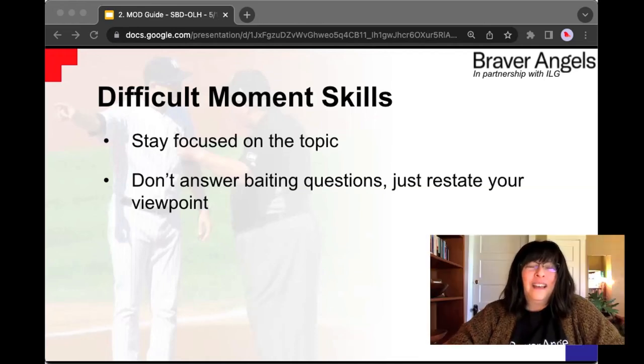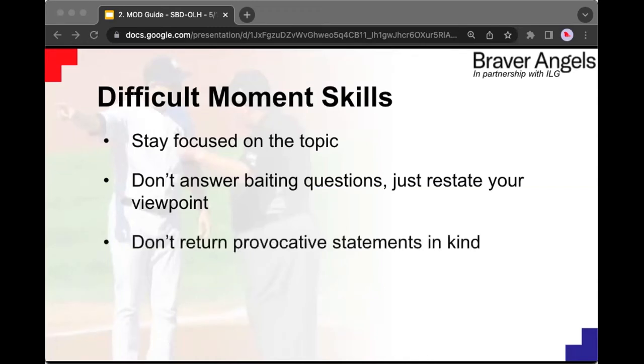Right. Okay. So if we get asked baiting questions, the key point is to just restate what your viewpoint is rather than taking the question at face value. All right, another one is don't return provocative statements in kind. So if someone just kind of bursts out saying, Trump will go down in history as the worst president we've ever had, somebody who is a Trump supporter might respond with, there were challenges during his presidency, but I think that several of his policies were good for America.